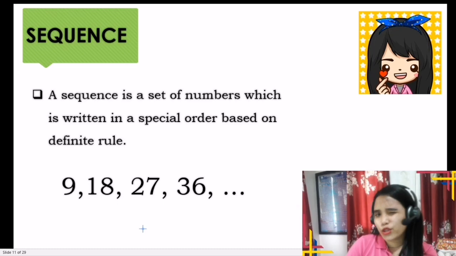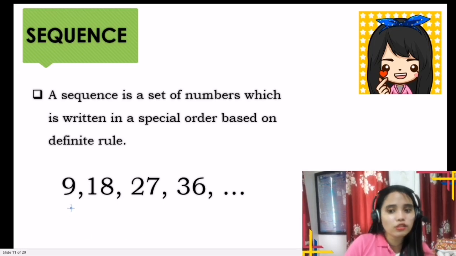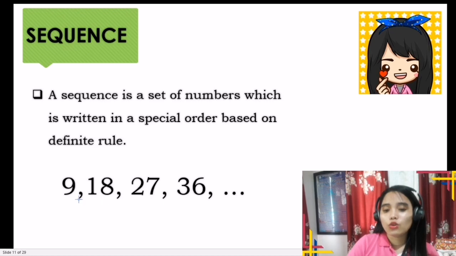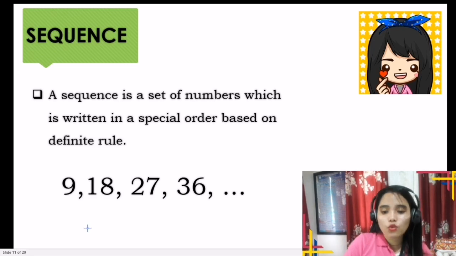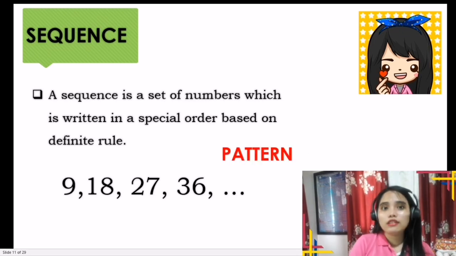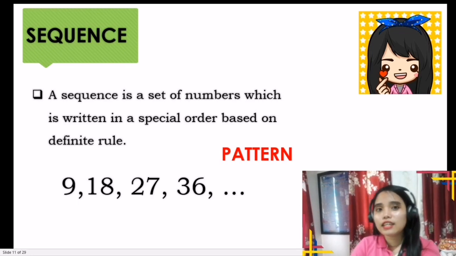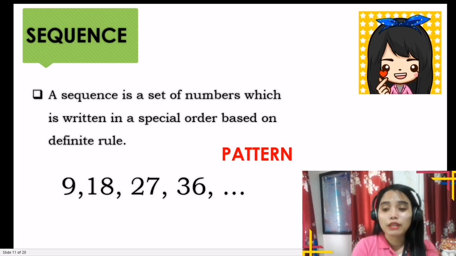9, 18, 27, 36. That's right, multiples of 9. In short, we will just add 9. So, 9 plus 9 is 18. 18 plus 9 is 27. 27 plus 9 is 36. So, 9 is their pattern. This definite rule is also called a pattern. If there is a pattern in a given set of numbers, that is called a sequence. Always remember, when there is a pattern, it means that it is a sequence.